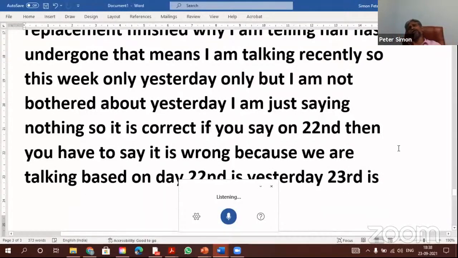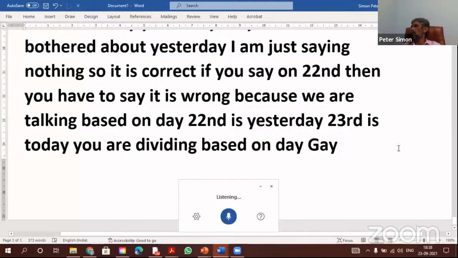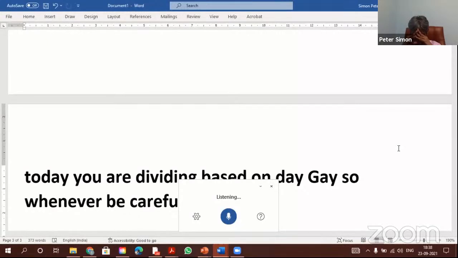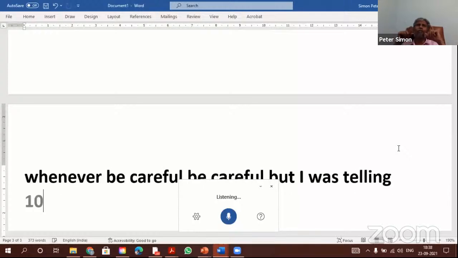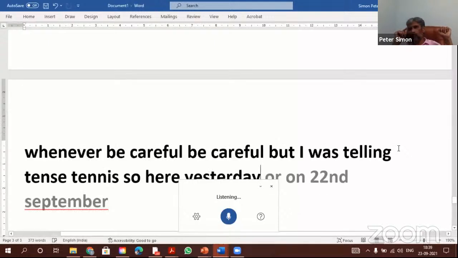Fine. Now surgery. Whenever you are using the word surgery, don't use a. Be careful. What I was telling: tense. So here, yesterday or on 22nd September 2021. Yeah, I was telling about surgery. Right, I remember now. So surgery.